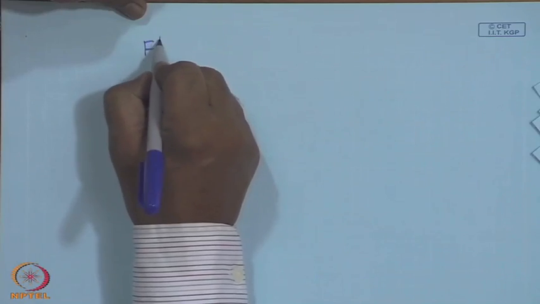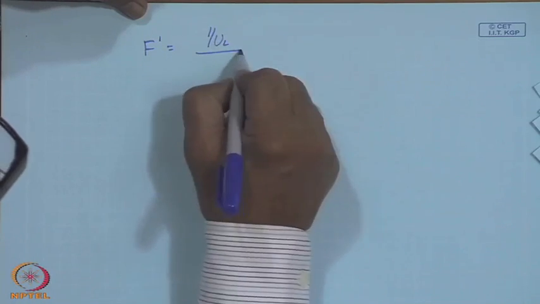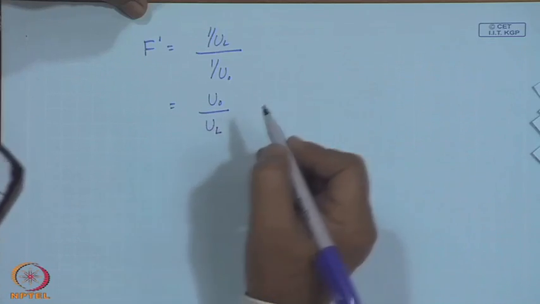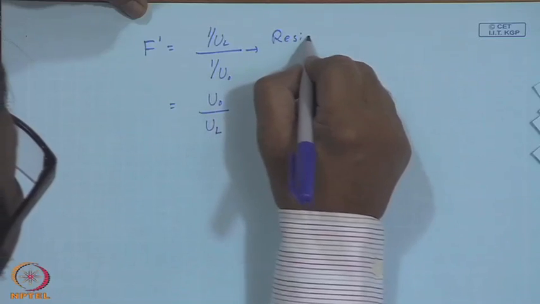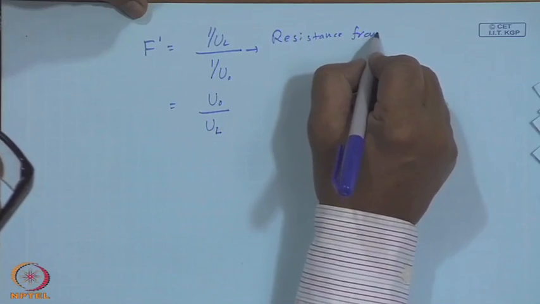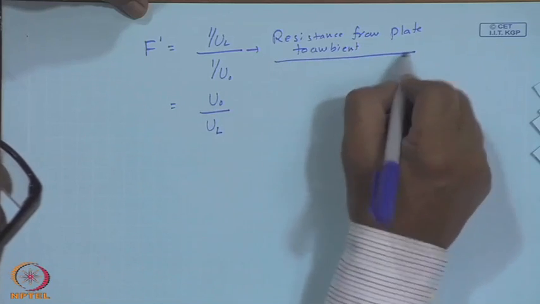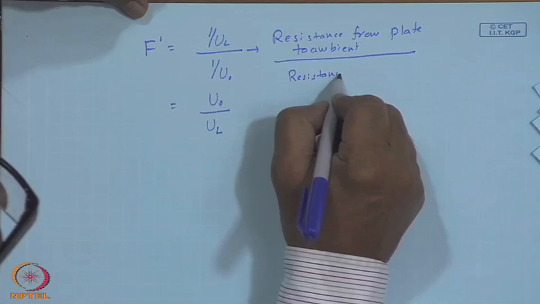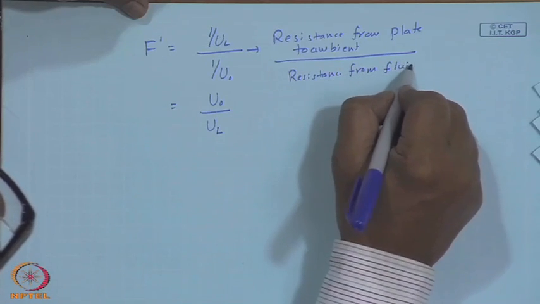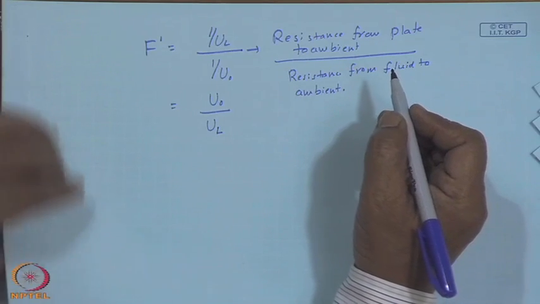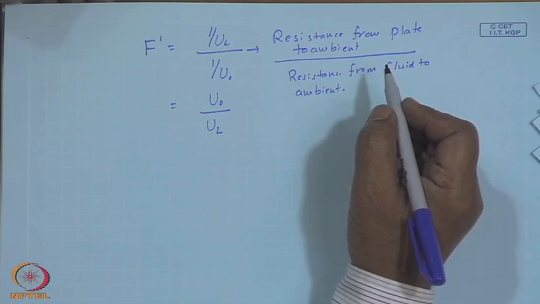Or one can write down 1 upon UL divided by 1 upon U naught, which can be rewritten as U naught upon UL. This is the resistance from plate to ambient divided by resistance from fluid to ambient. So, F dash is not only the actual energy gain upon the possible energy gain if the entire collector had been at the local fluid temperature, but it also can be defined as the resistance from plate to the ambient to the resistance from fluid to the ambient.